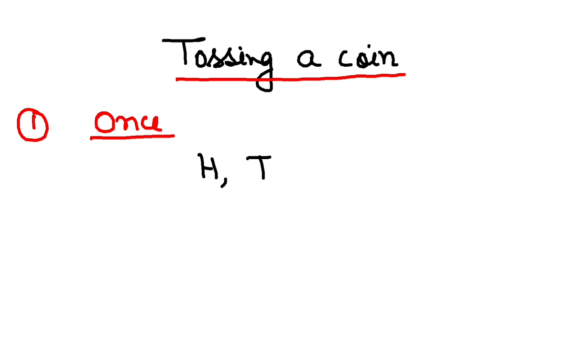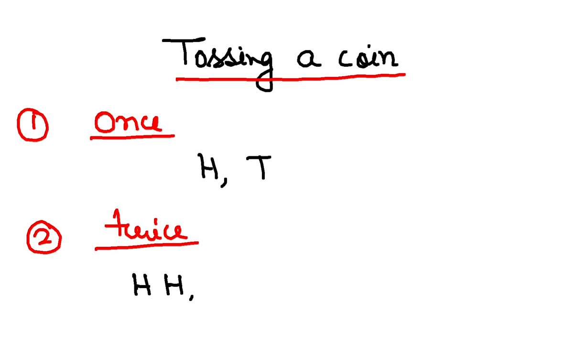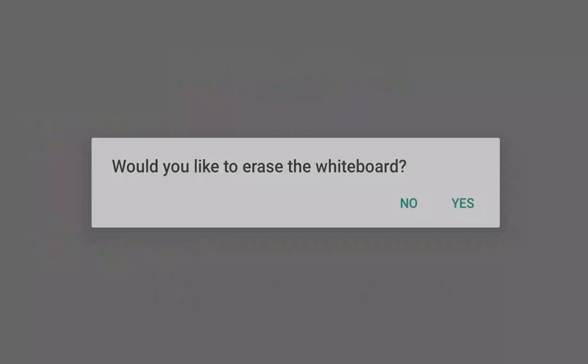Isn't it very simple? Now, if I toss the coin twice, what is going to happen? I can now have four possibilities. I can have head and head, a head in both the cases. I can have head, tail. I can have tail, head. And finally, I can have tail, tail. Isn't it? Now, what is the third case?